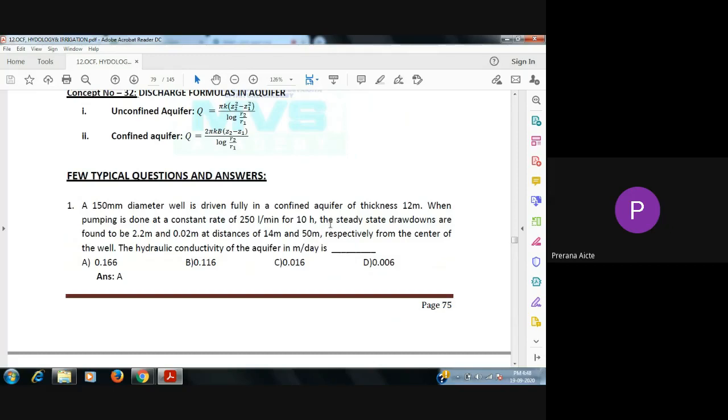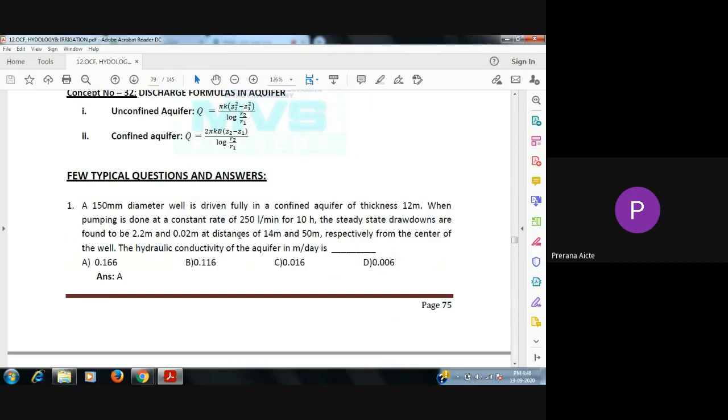Now the thickness is 12 meters. Discharge is 250 liters per minute; convert it into meter cube per second first. The duration is 10 hours. If you draw the confined aquifer, drawdowns are found to be 2.2 meters and 1.2 meters at distances of 14 meters and 50 meters, so R1 equals 14 meters and R2 equals 50 meters respectively from the center of the well. The hydraulic conductivity of the aquifer is asked.